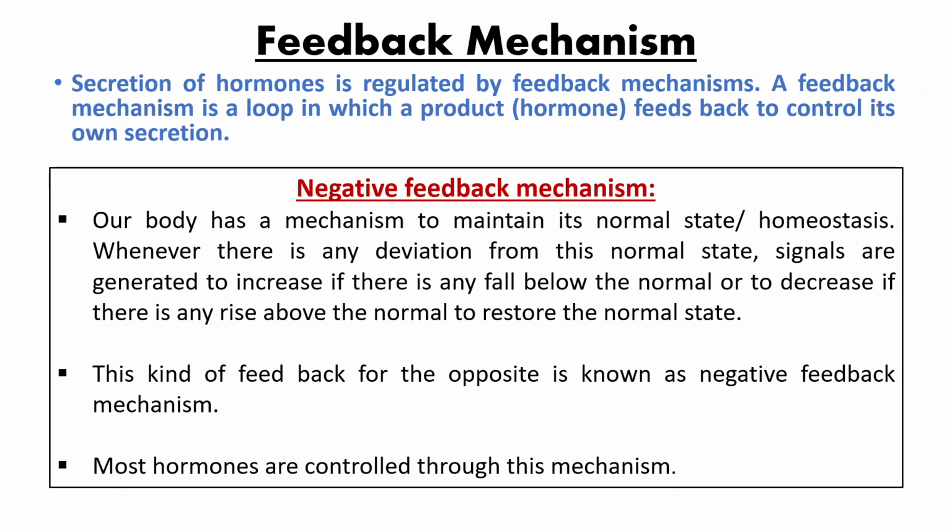See, our body has a normal state or homeostasis. Our body always tries to maintain that homeostasis. But if there is any deviation from that normal state, our body tries to restore that normal state. How? Either it increases the action which has been lowered, or it tries to decrease the action which has arisen. So, this kind of feedback for the opposite action is known as negative feedback mechanism.